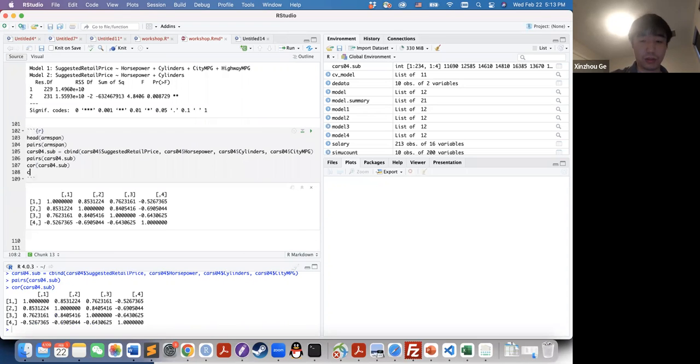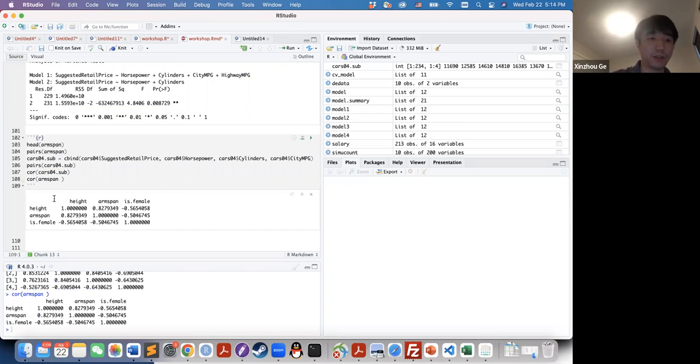And you can also do the pairwise correlation for the span dataset, and you will see, okay, the correlation between span and height is 0.82, but the correlation between height and is.female is negative 0.5. Yeah, and we can have an idea how correlated different predictors are by looking at these matrices.